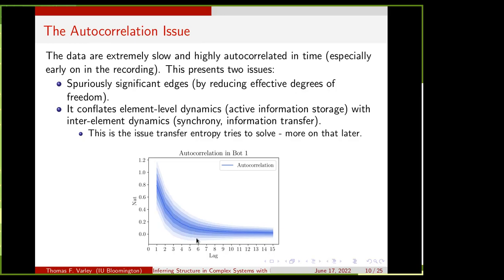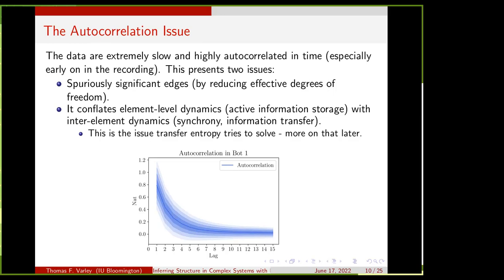And this presents 2 issues. Okay, so spuriously significant edges: autocorrelation reduces the effective degrees of freedom of the system, and so edges that are not actually significant can look significant. And it can also conflate element level dynamics, that would be the active information storage, with inter-element dynamics, synchrony and information transfer. Okay, and I'll talk a little bit more about that when I talk about effective network inference.